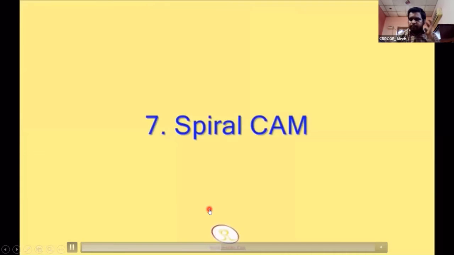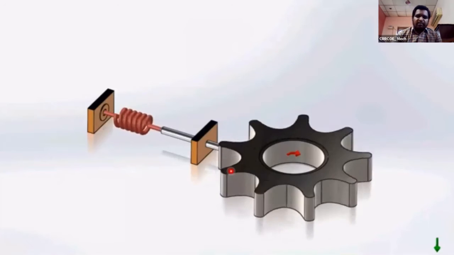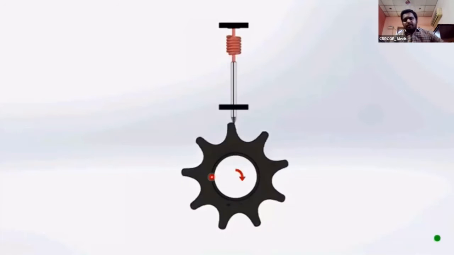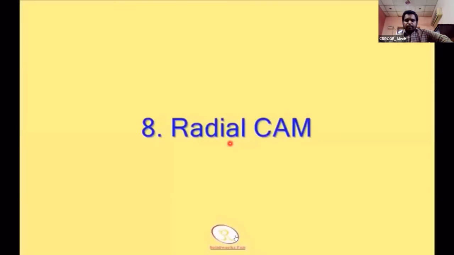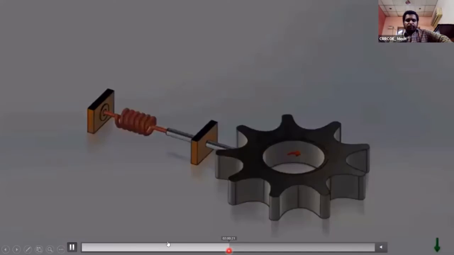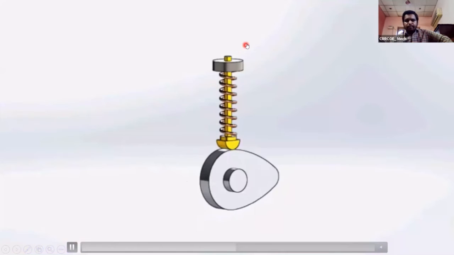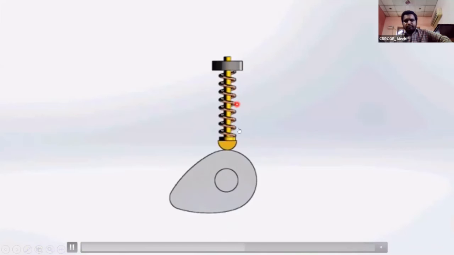Spiral cam. This is called the spiral cam, meaning the cam shape is like a gear wheel. It follows the tooth profile of the cam. Next, the radial cam. This is the regular cam. You can see the rotation of the cam causes reciprocating motion of the follower. This is the radial cam, which causes the radial motion of the follower.